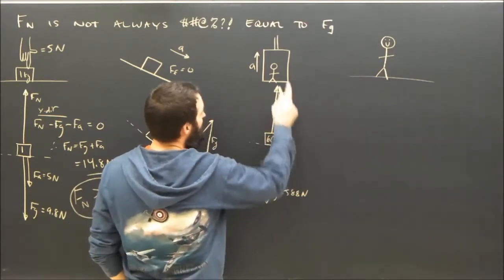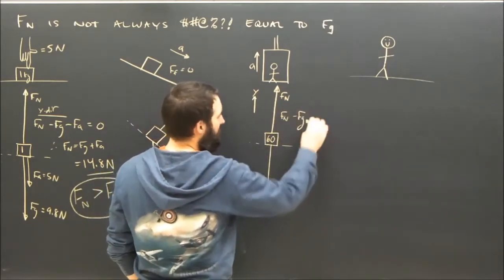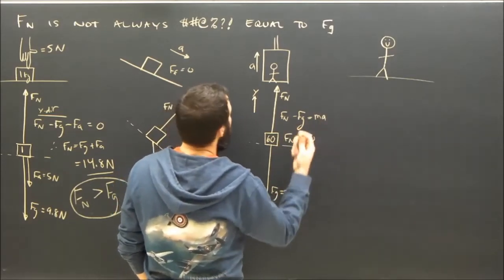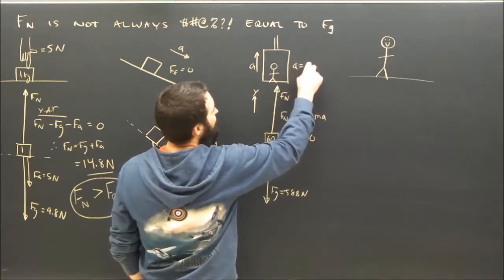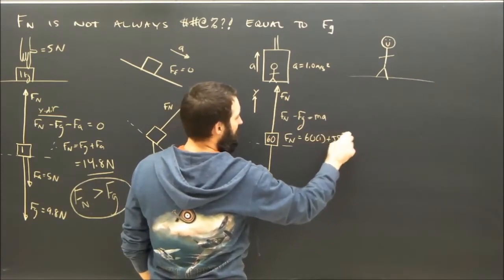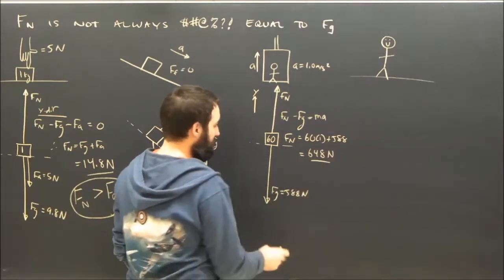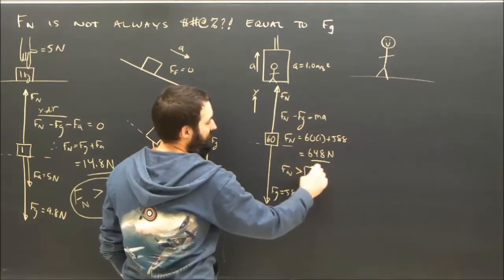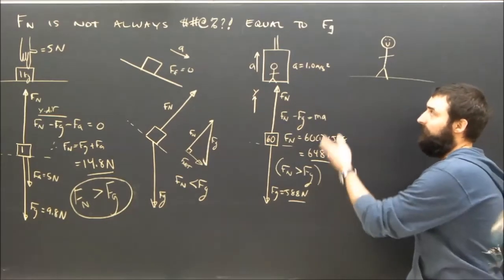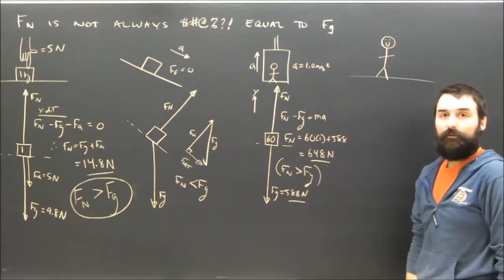And we would say, hey, the y direction is probably up, so we would say Fn minus Fg is equal to ma. We would say the normal force is equal to 60 times the acceleration. What's the acceleration? For simplicity's sake, let's say it's 1 meter per second squared. So 60 times 1 plus 588. And that's 648 newtons, which is clearly bigger than gravity. So again, in an elevator, if it's not at rest and it's not going at a constant velocity, Fn won't be equal to Fg.